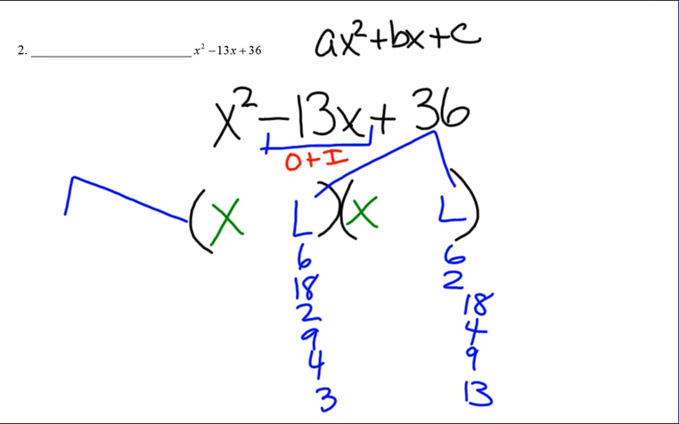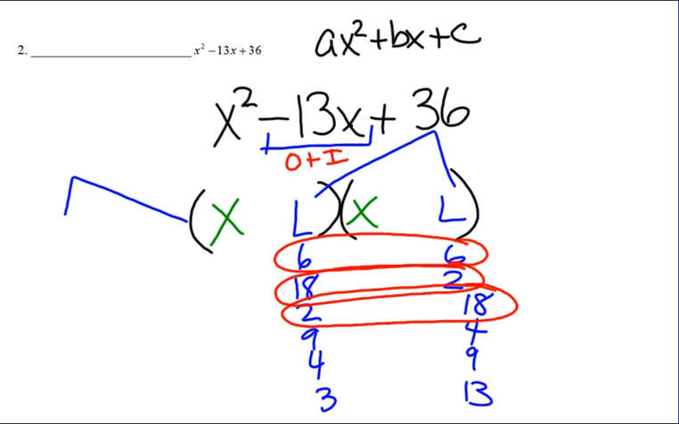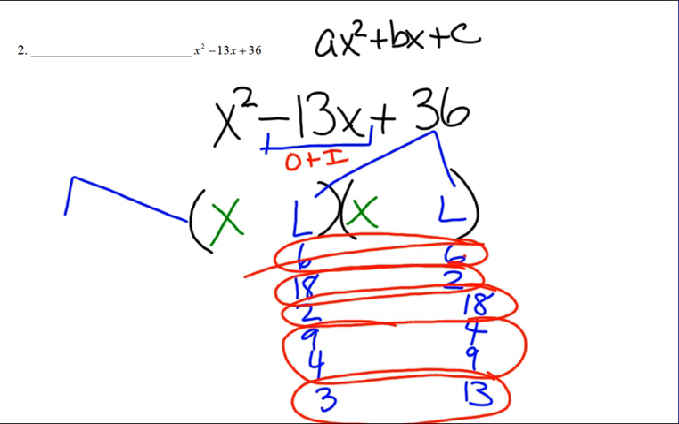So I'm looking at which of these pairs of numbers, when I either add or subtract them, could give me 13 for an answer. As I go through in my head, 6 plus 6 is 12, and 6 minus 6 is 0. That doesn't work. 18 plus 2 is 20, and 18 minus 2 is 16. That doesn't work. Same thing here. Doesn't work. Hey, 9 plus 4 is 13. So that would work if they were both the same sign. So if they were both negatives, it would work.